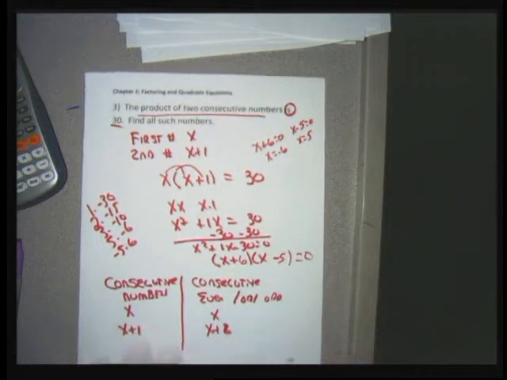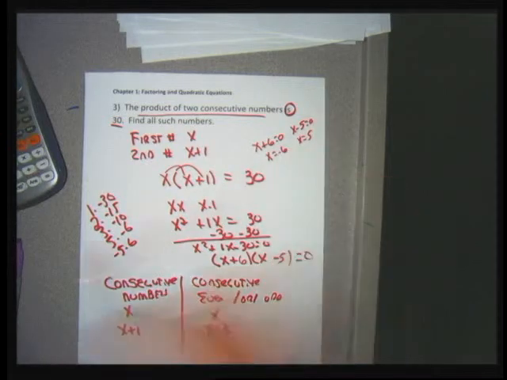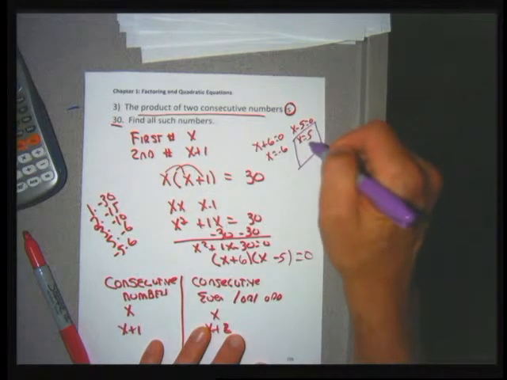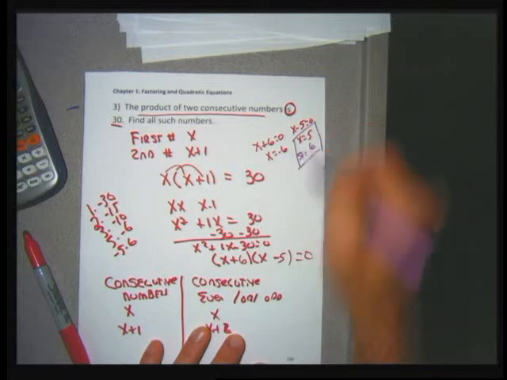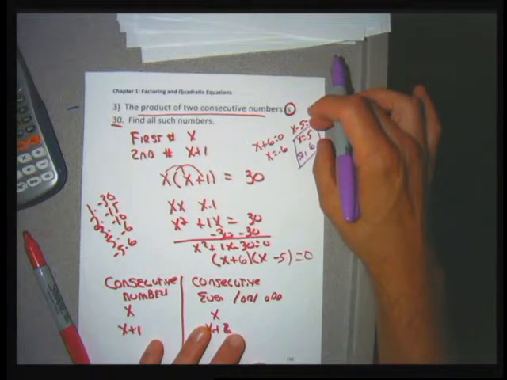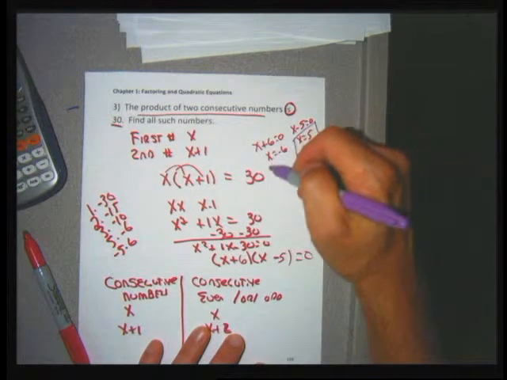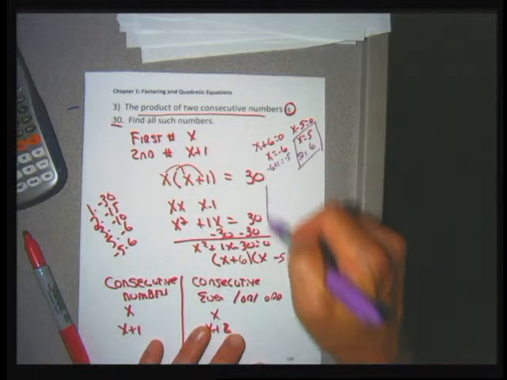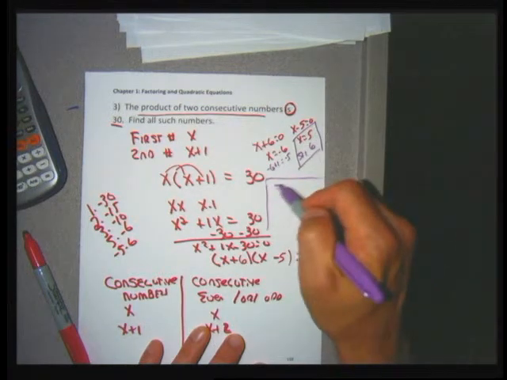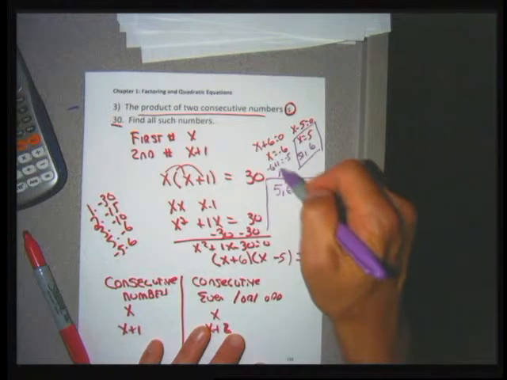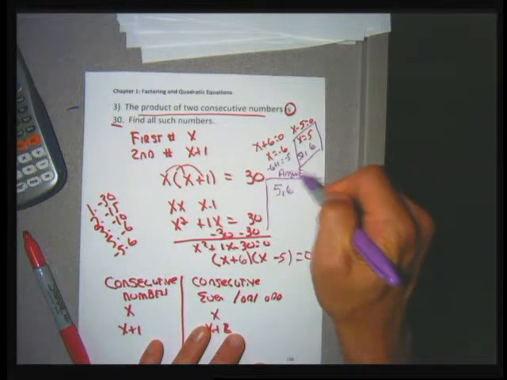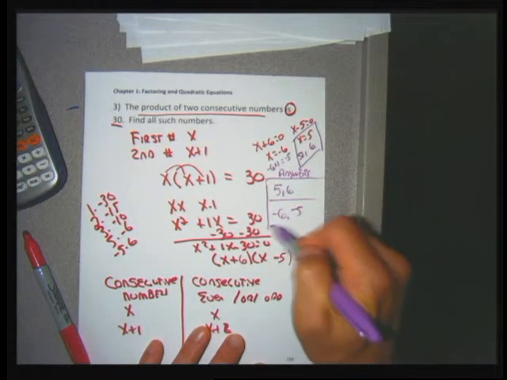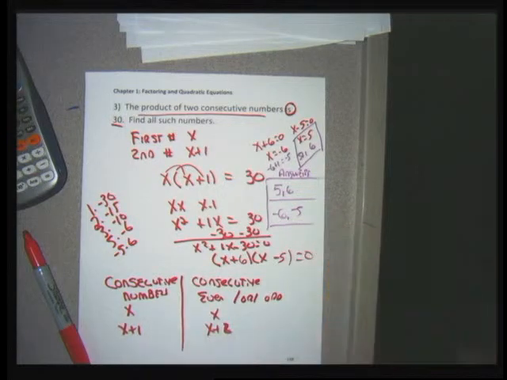Remember when we wrote our answers, each one of these gets a pair. For x equals 5, the number that goes with it, the consecutive number, is 6, because 5 plus 1 is 6. 5 and 6 are consecutive numbers, and they multiply to 30. For x equal to negative 6, you go negative 6 plus 1, and you get negative 5. So my answers come in pairs for this problem. The first pair are the numbers 5 and 6. Those are consecutive numbers. They're right next to each other on a number line, and they multiply to be 30. And the other pair is negative 6 and negative 5. They go together. They're next to each other on a number line, and they multiply out to be 30.